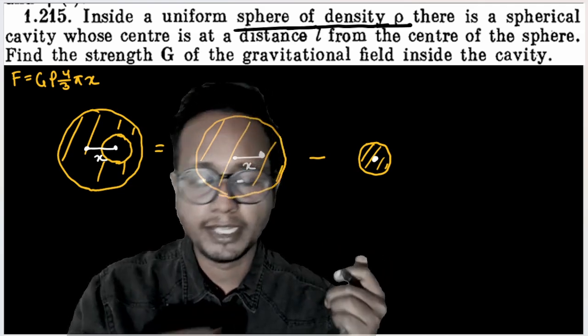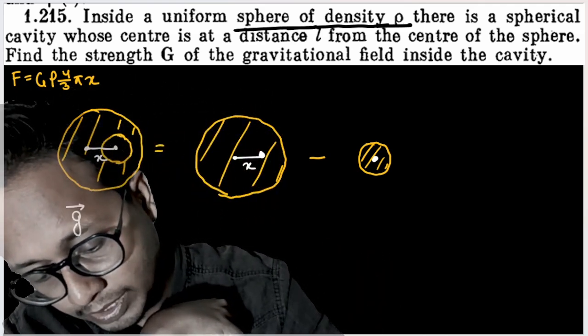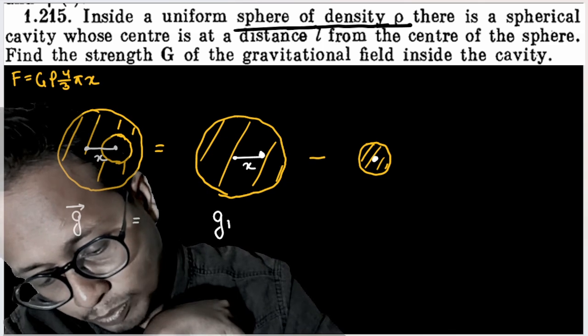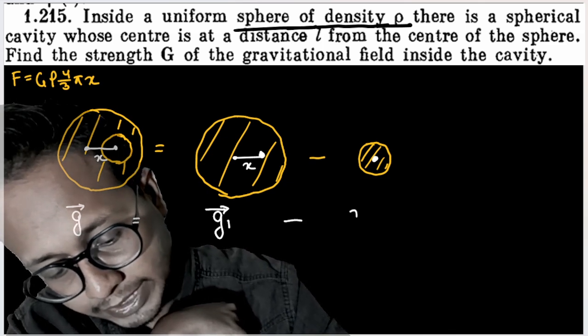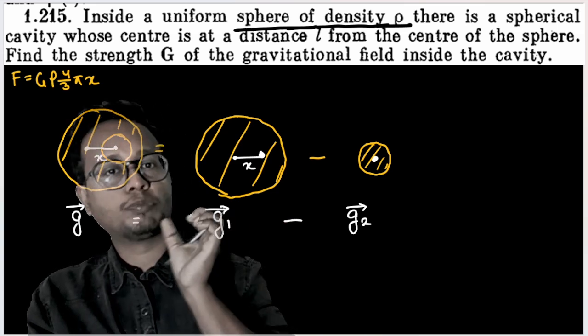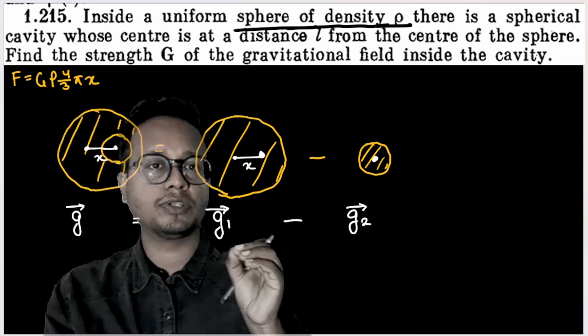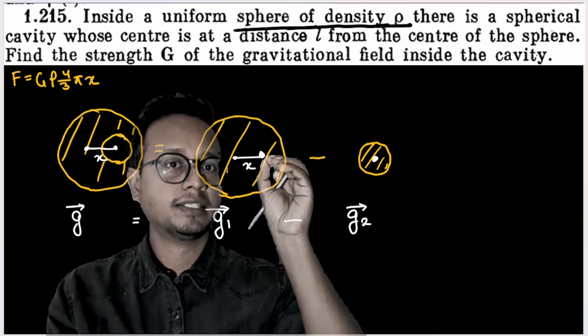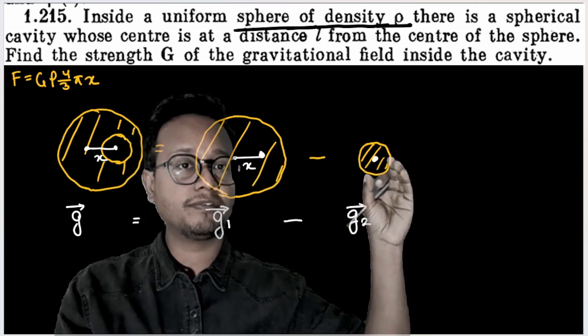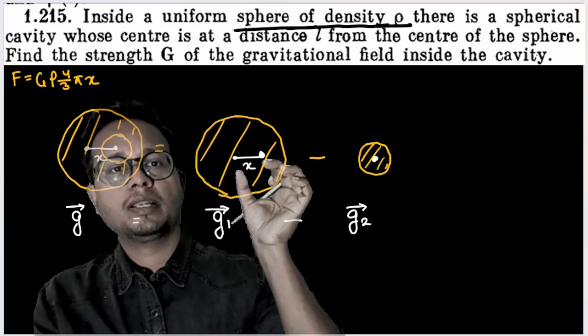So if I apply the formula, g total, or gravitational field total, is equal to g due to the complete sphere minus g due to the hollowed out sphere, isn't it? This is the superposition principle that I'm applying. The total gravitational field inside the hollow cavity is equal to the gravitational field due to an entire filled sphere minus the gravitational field assuming the hollow space was filled with some mass. Now we know the formula.